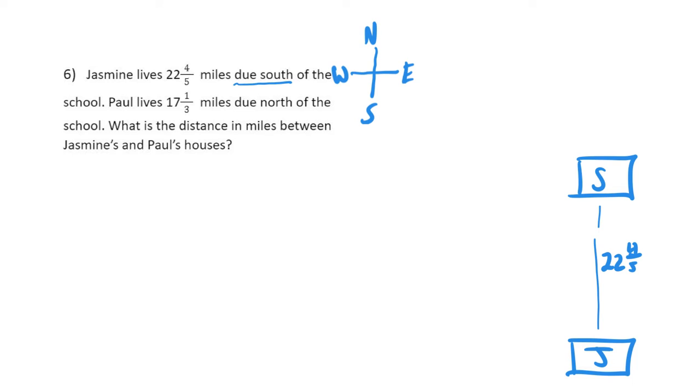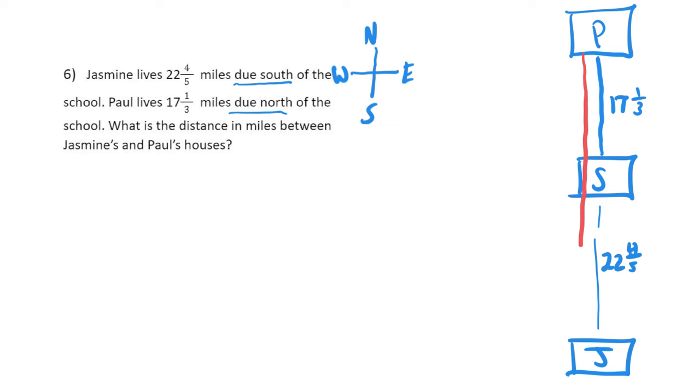Then we've got Paul, who lives due north, so straight up from the school. And so Paul is up here, and this distance between his house and the school is 17 1/3. Now I want to know, how far is it all the way from Paul's house past the school and to Jasmine's? And so that means I'm going to need to travel both 17 1/3 and 22 4/5 to get all the way from Paul's to Jasmine's. So I need to add those together.